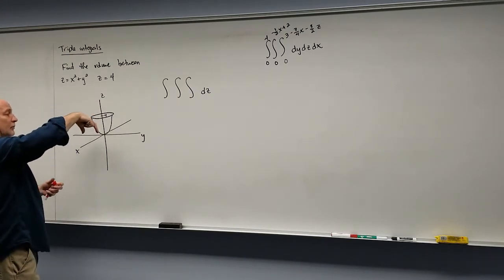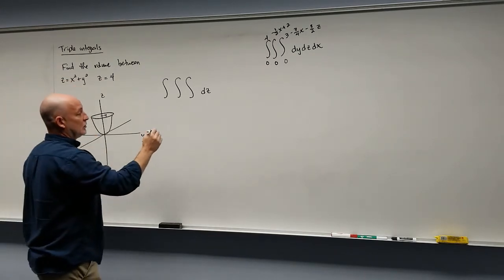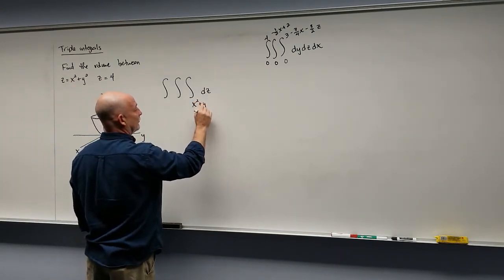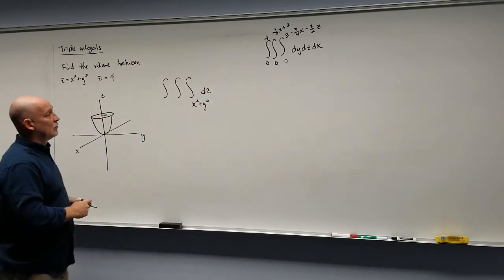If you think of bottom to top, the bottom is always the paraboloid, z equals x squared plus y squared, all the way up to the top, which is z equals 4.